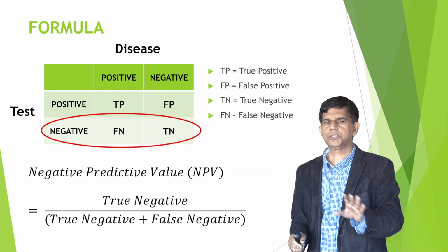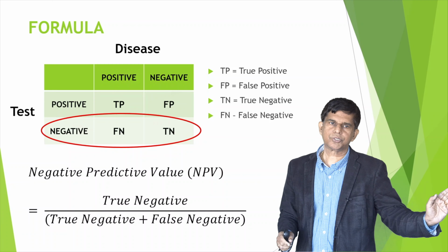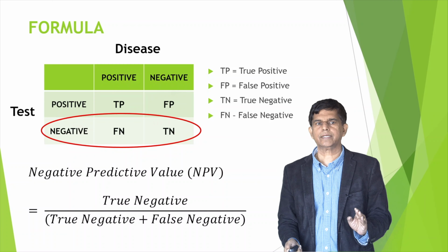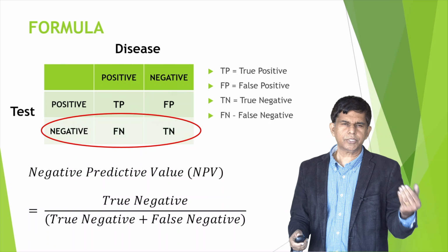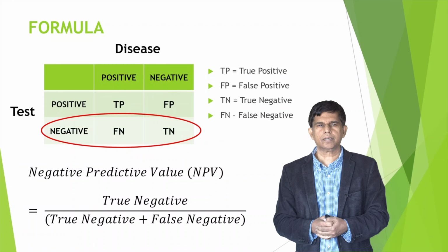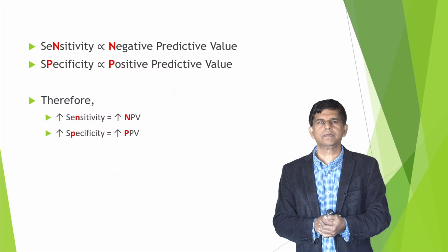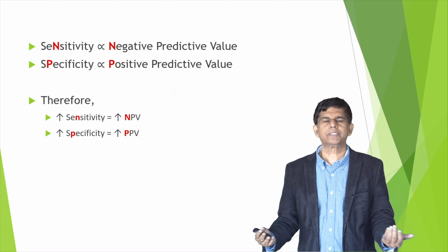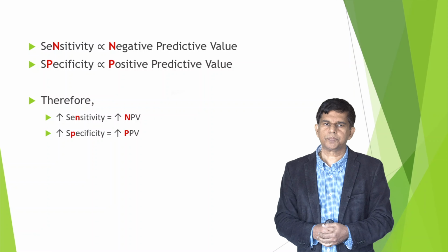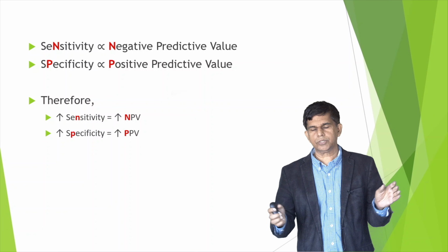Remember that. We create the 2x2 table, then you label the top positive, negative, and on the left side, you put positive and negative. And then, what is the relationship between sensitivity and specificity, okay? Increased sensitivity means increased negative predictive value. Increased specificity means increased positive predictive value, okay? Remember that. So let's go to some examples.